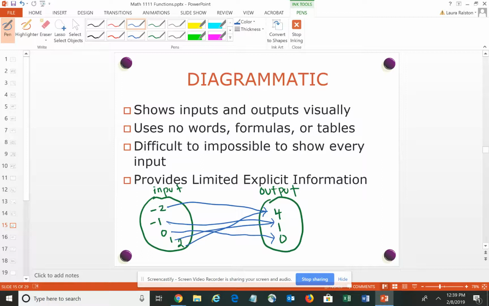There's no calculations involved, but it's also, again, difficult to list every possible input and output combination. And so the diagram is sometimes not the best option either.